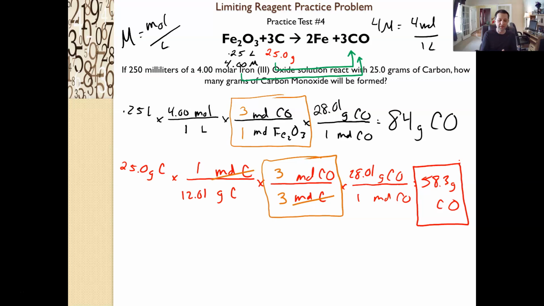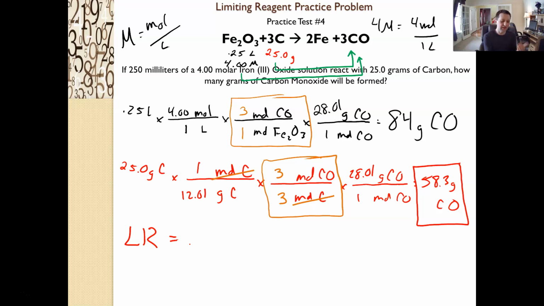So what we want to do is keep everything organized. The question asks you, how much carbon monoxide can you form? Well, there you go. Your answer is 58.3 grams. That's the end of the story. But the limiting reagent, because usually the problem will say, what is your limiting reagent? Students always get this wrong. The limiting reagent is not 58.3 grams of CO. That's how much you made. The limiting reagent is what you ran out of. A reagent is a reactant.